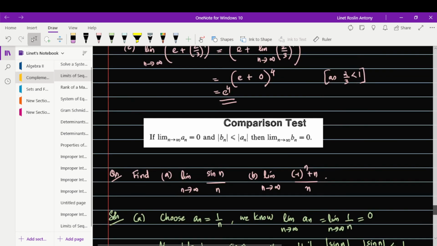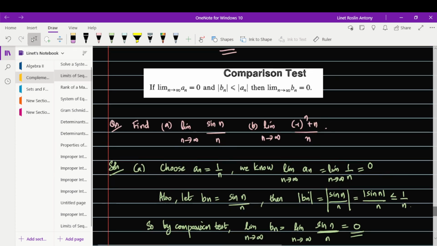Now we will move on to comparison test. This is an important test which we can use for solving limits. So suppose limit n tends to infinity a_n is equal to 0 and modulus b_n is less than or equal to modulus a_n. Okay. Then the limit of b_n as n tends to infinity will be equal to 0.